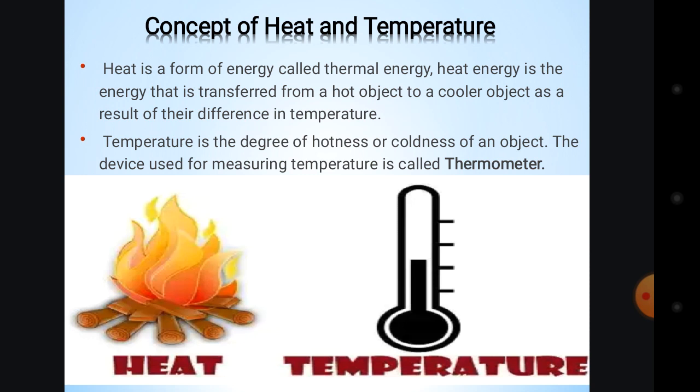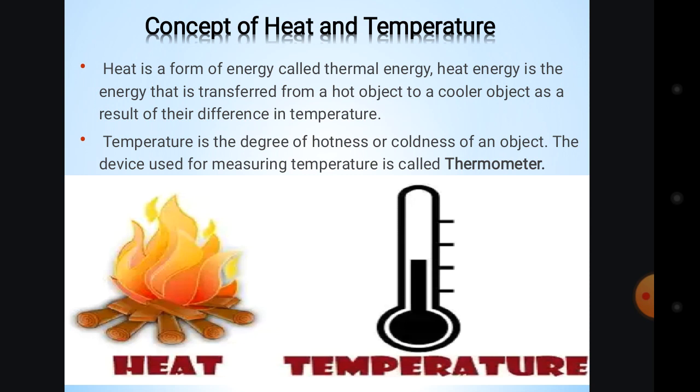So that is for the heat. And if you look at this one here, it is talking about the temperature, the coolness of an object. This one is a scale. It shows the hotness or the coldness of an object. It is used to measure the degree of the hotness or the coldness of an object, of a body or of a particle.